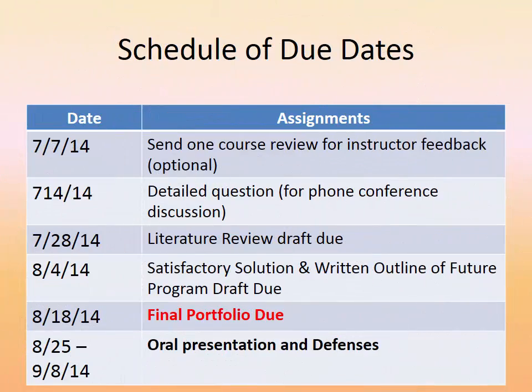All of the due dates from July 7th, 2014 until August 4th, 2014 are for you to submit the sections of the portfolio for my feedback. This is to let you know you are on the correct track and what you will need to improve upon. I will mostly look at the content and organization of your program reviews and literature review.